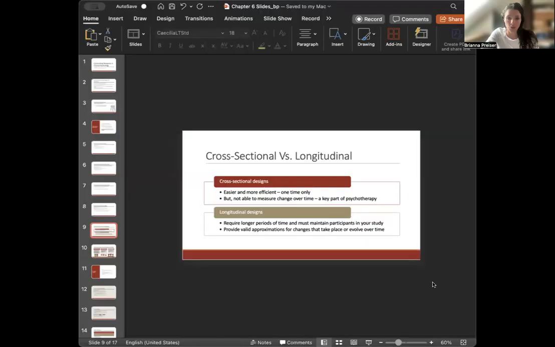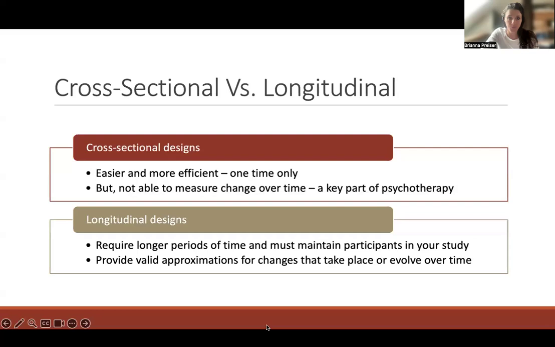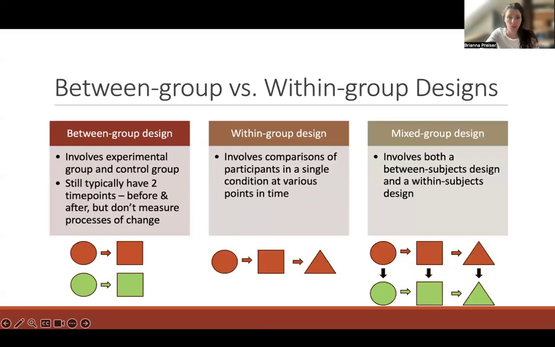We were just finishing talking about cross-sectional versus longitudinal designs and moving into talking about between group versus within group study designs. And so what we're looking at here, or the differences here, are if we're looking at changes between participants or between a group of participants versus a change within those participants or within that group of participants.